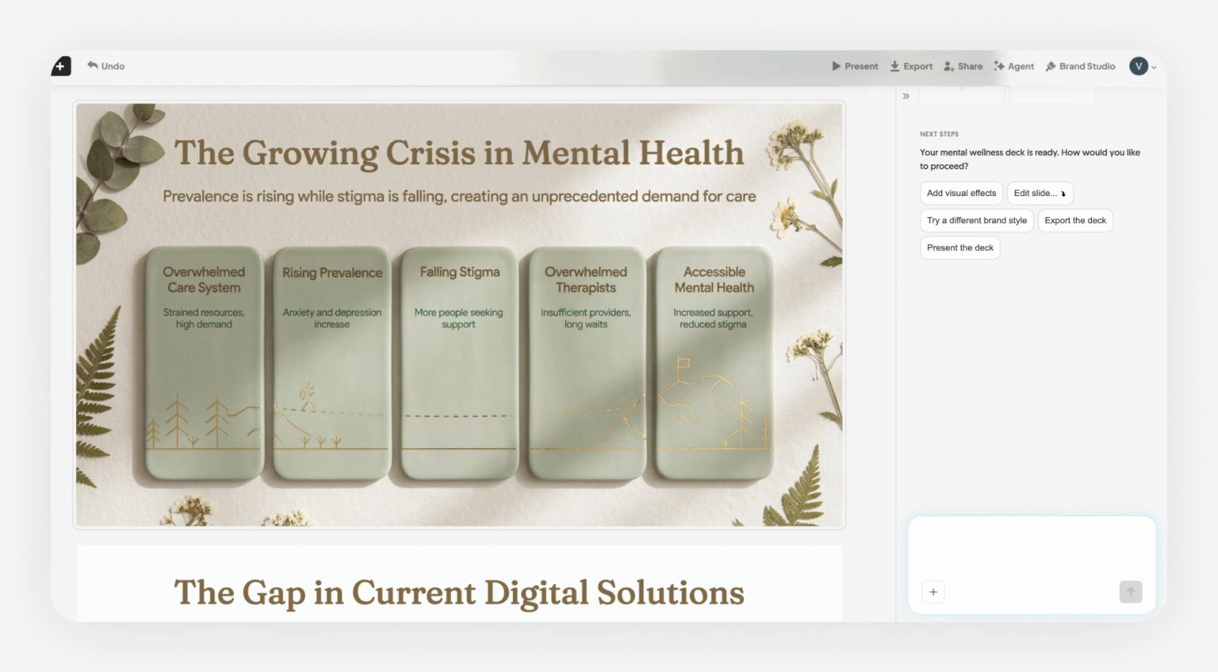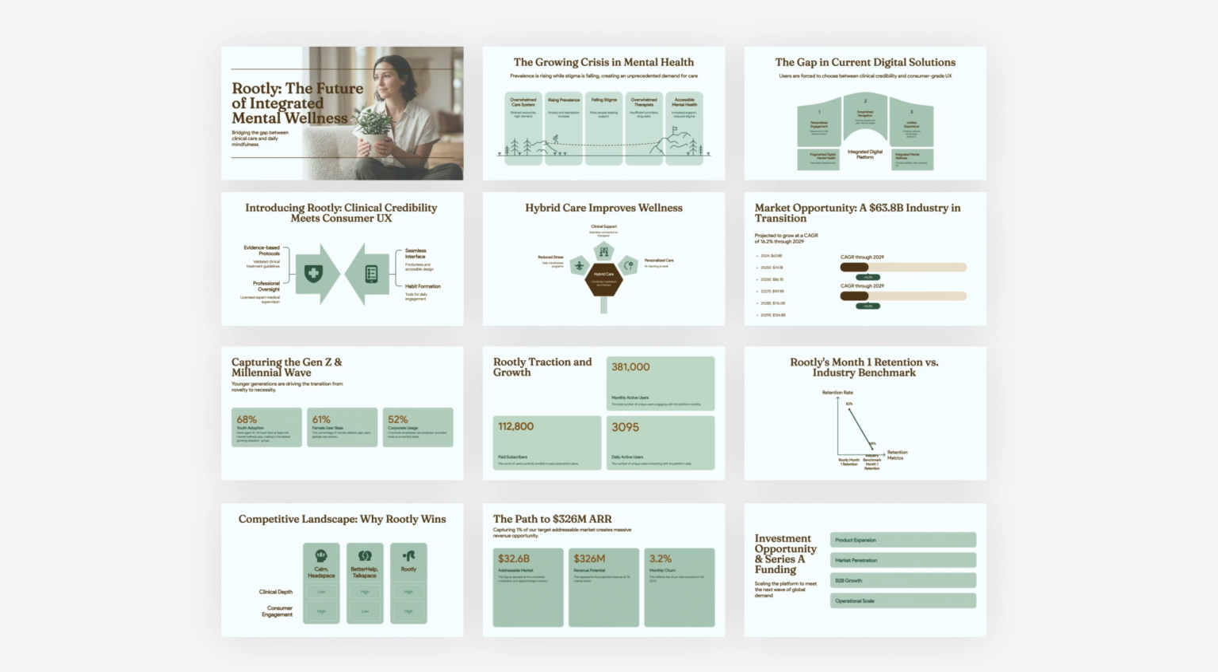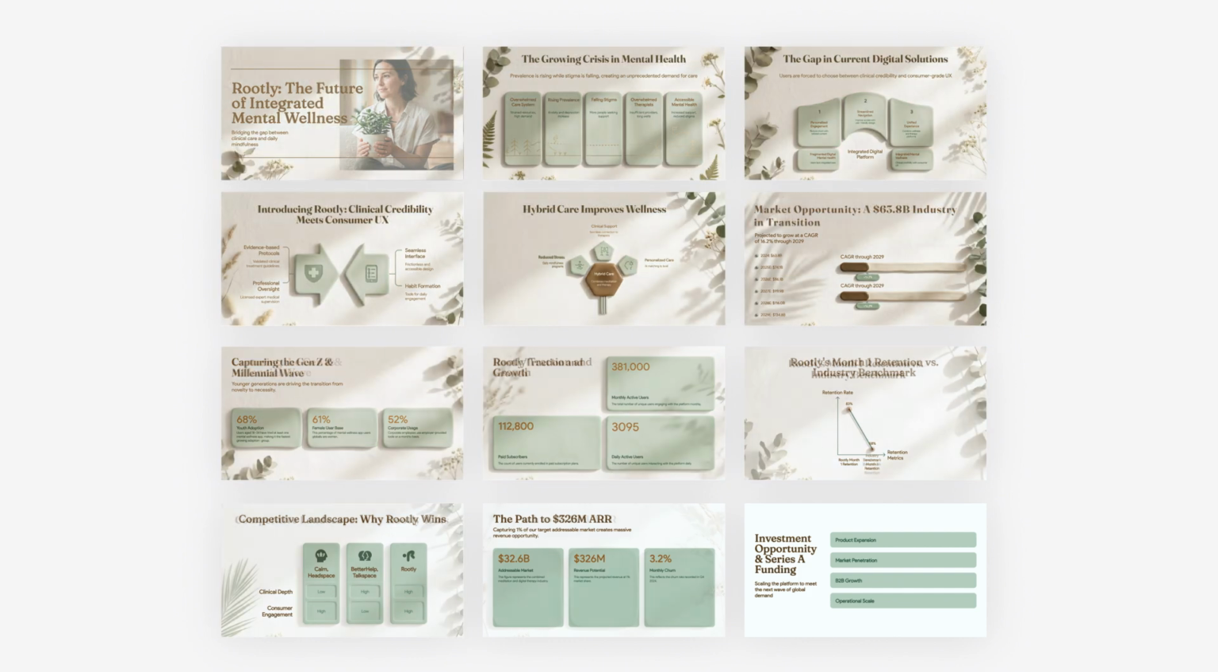When you're ready to transform the whole deck, hand it to the agent. Type your prompt, and Napkin applies it across every slide. Same content, same structure, completely transformed visual feel.